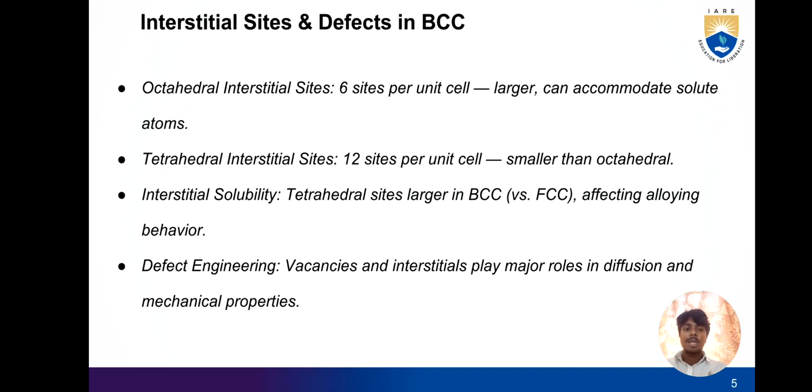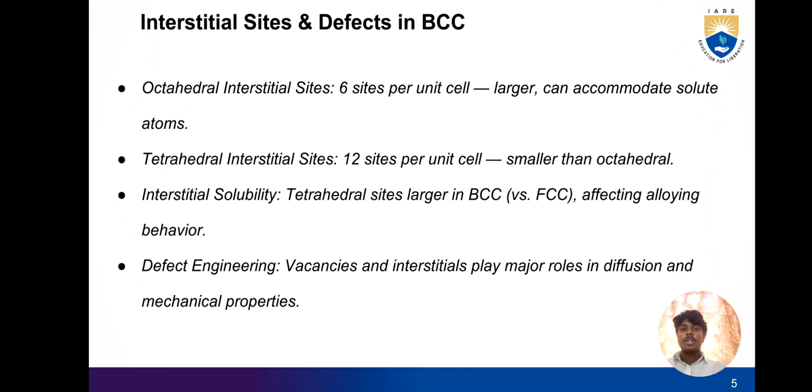The octahedral interstitial sites, 6 per unit cell, are larger and can accommodate solute atoms. Tetrahedral interstitial sites, 12 sites per unit cell, are smaller than octahedral. Interstitial solubility: tetrahedral sites are larger in BCC, affecting alloying behavior. Defect engineering: vacancies and interstitials play major roles in diffusion and mechanical properties.